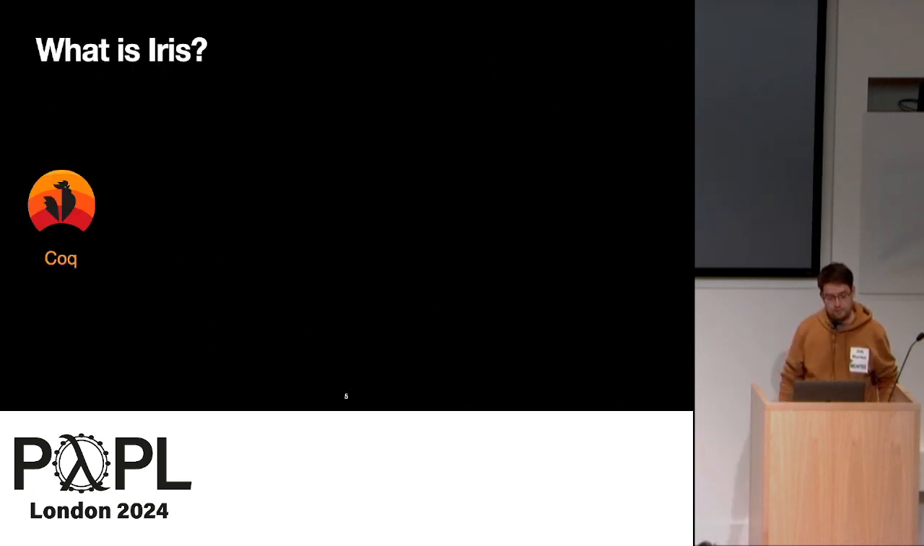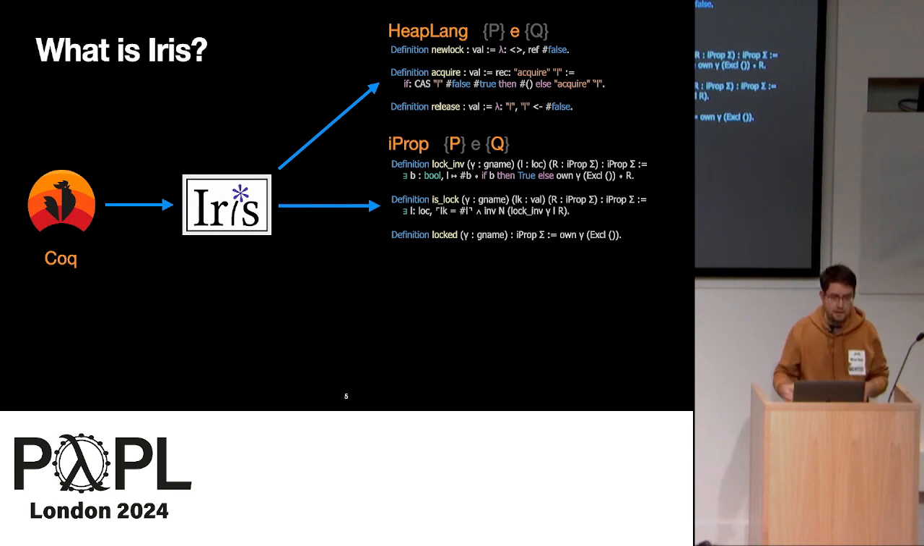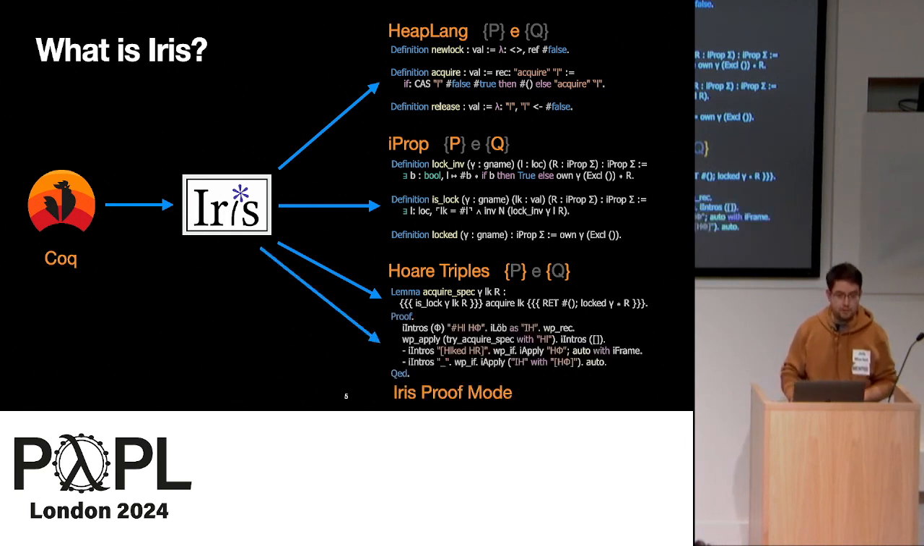So let me first talk a little bit about Iris, which Actris is built on. So Iris starts with Coq. Iris is built on that. So the first component of Iris is HeapLang, which is the E in the Hoare triple. And Iris likes to construct programs as abstract syntax trees in Coq. Then the P and Q in the Hoare triple, those are called iProps in Iris, and Iris has some very expressive logic for constructing those. Thirdly, we have the Hoare triples themselves, which we can state as lemmas in Coq. And lastly, we have the Iris proof mode, which lets us prove those Hoare triples.